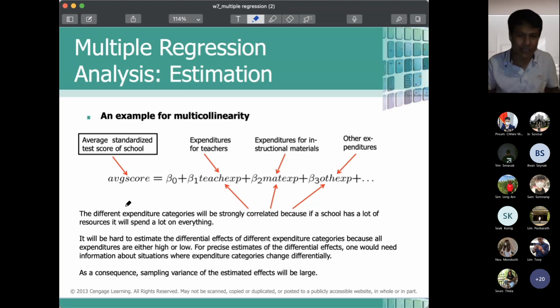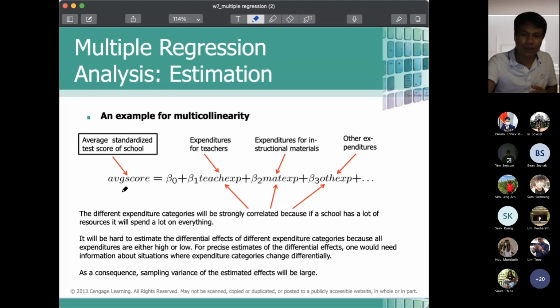Now let me give you an example. What do we mean by multicollinearity? Again, multicollinearity is different from perfect collinearity. Perfect collinearity means two variables are perfectly correlated. But with multicollinearity, they are not perfectly correlated, but highly correlated. When there is a high correlation among independent variables, there is no effect on your estimate, but there is an effect on the variance of your estimate.